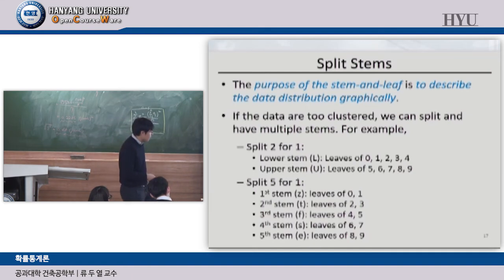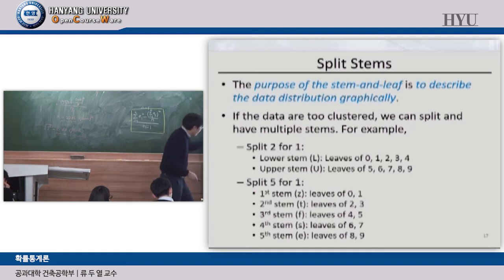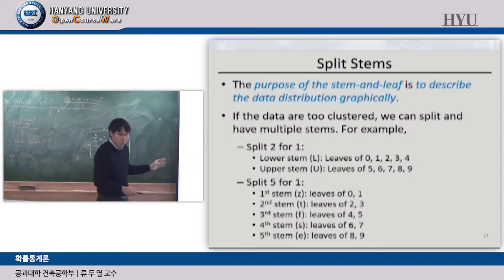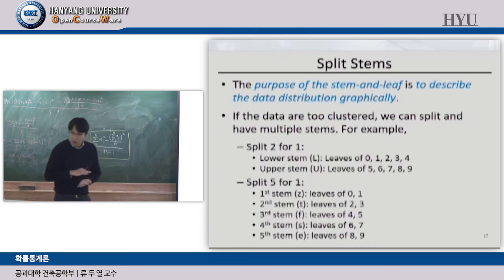So, the first stem, that is called Z. In that case, the values of the leaves will be only 0 and 1. And also the second stem, the values of the leaves will be only 2 and 3, and so on. And in the case of the fifth stem, the values of the leaves will be only 8 and 9. Okay? So, based on this definition, we can split the stems also.